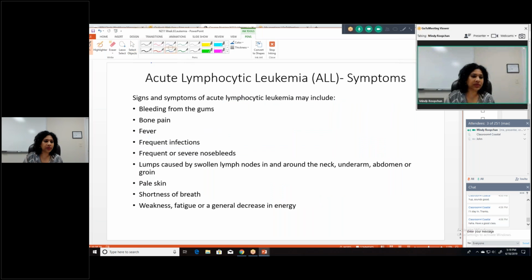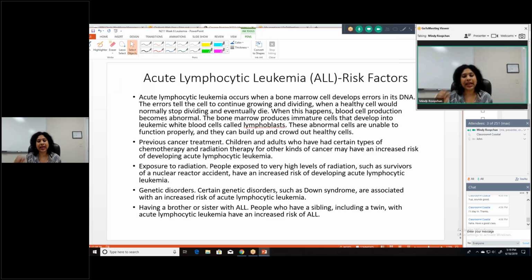Some signs and symptoms, I'm going to say again, review these signs and symptoms for acute lymphocytic leukemia. We get the bleeding from the gums, bone pain, fever. They get a lot of infections, frequent nosebleeds. The lymph glands are swollen. They have pale skin, shortness of breath, and weakness. Okay, that's the main symptoms. And you'll notice as we go through some of these different types, the symptoms are going to be similar, so you don't have to memorize every single symptom. What I want you to focus on are the ones that may be a little bit different for each one, but they're usually pretty much the same.